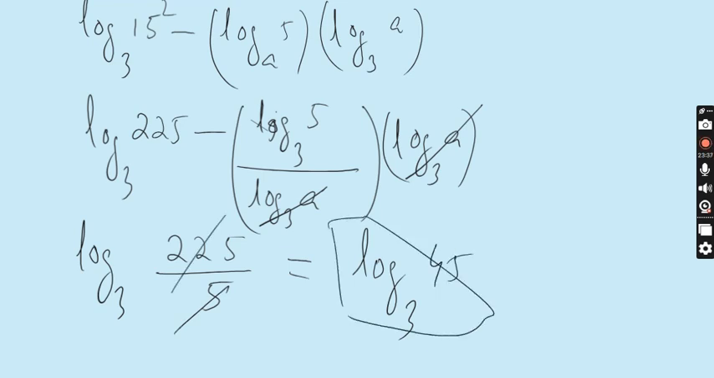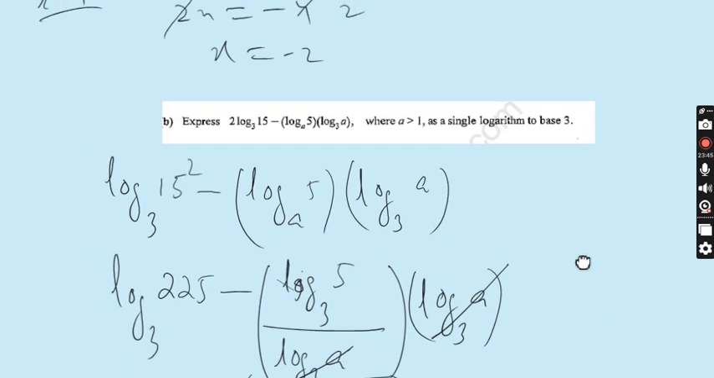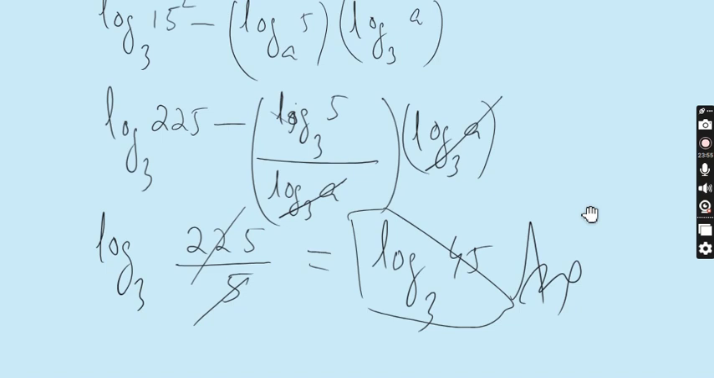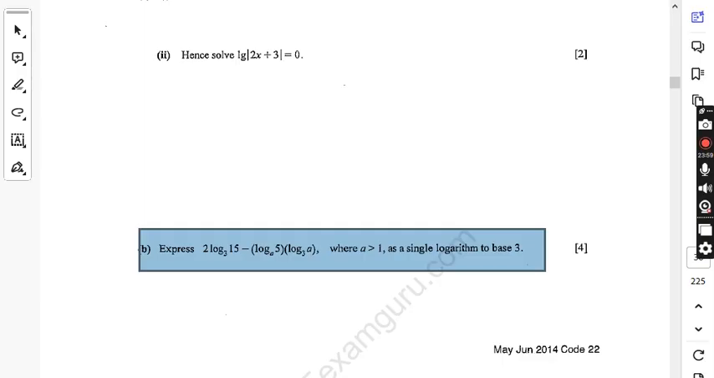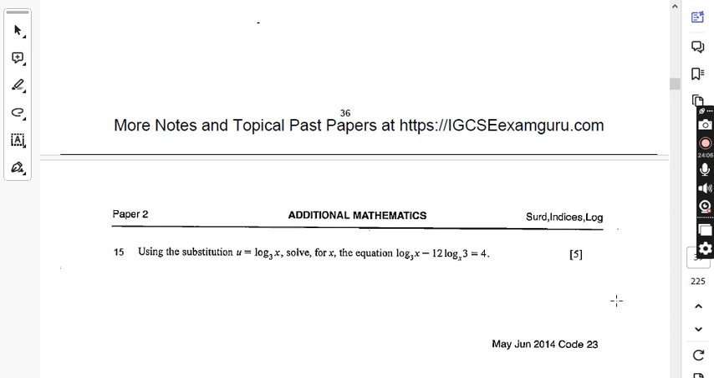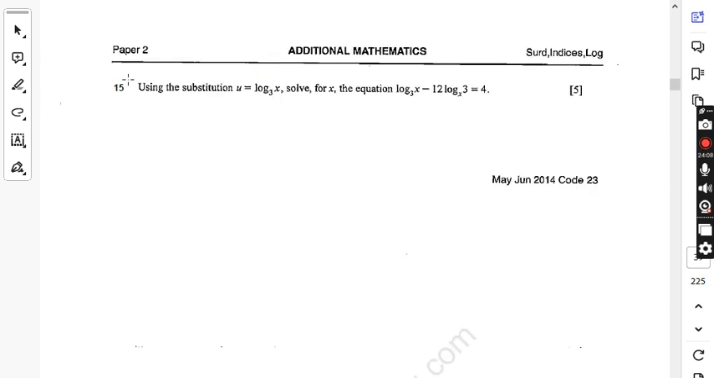Now this is the requirement, log converted into a single logarithm. Express 2 log 3 15 minus log a5 log 3a is converted into a single logarithm, that is log 3 45. This question came in May June 2014, paper 2-2. Next question.